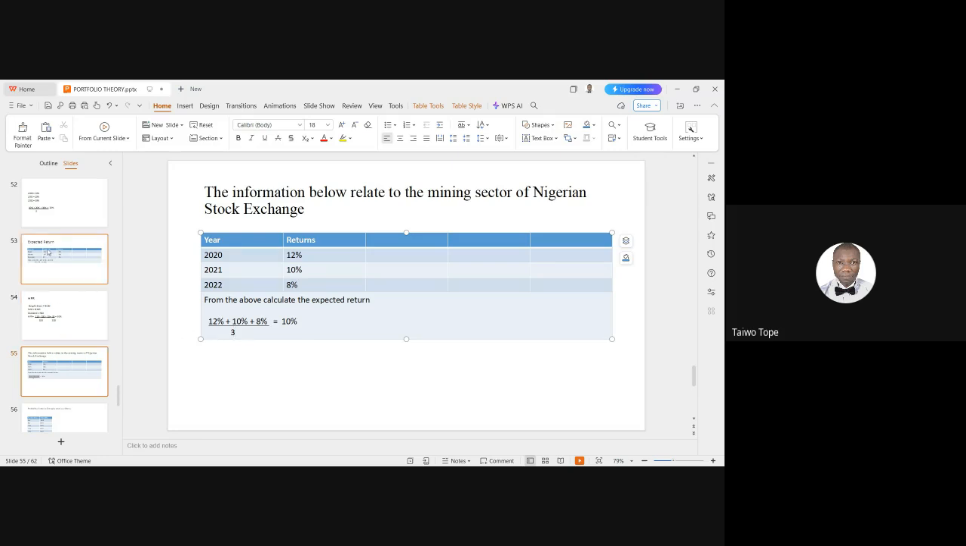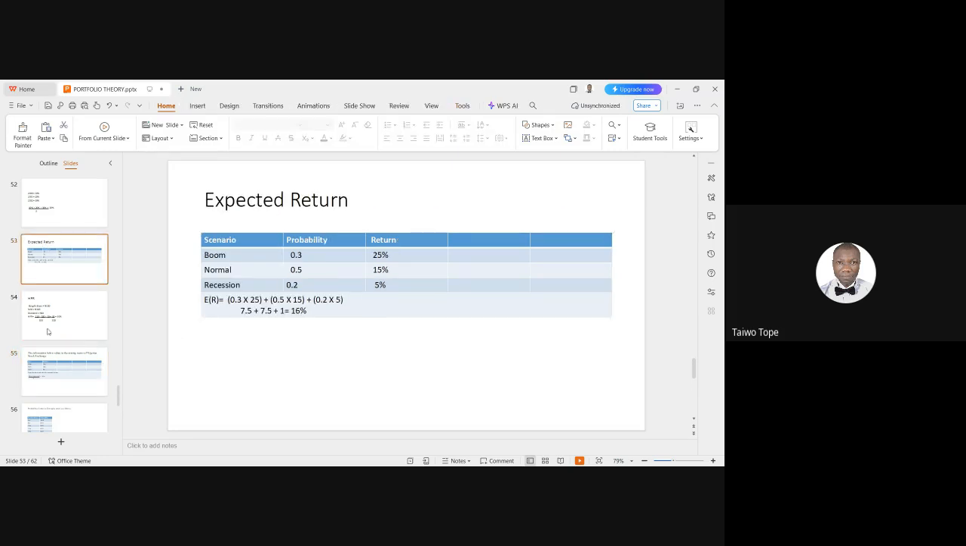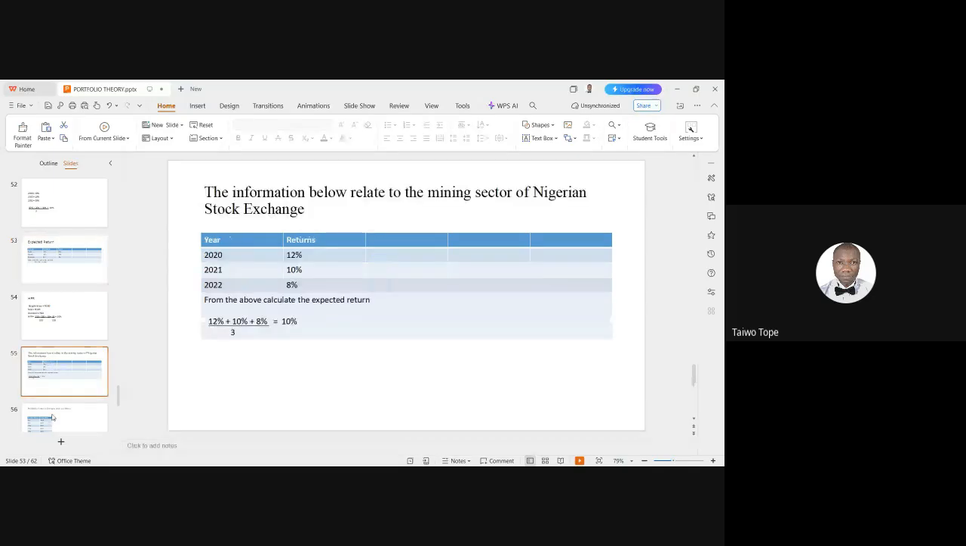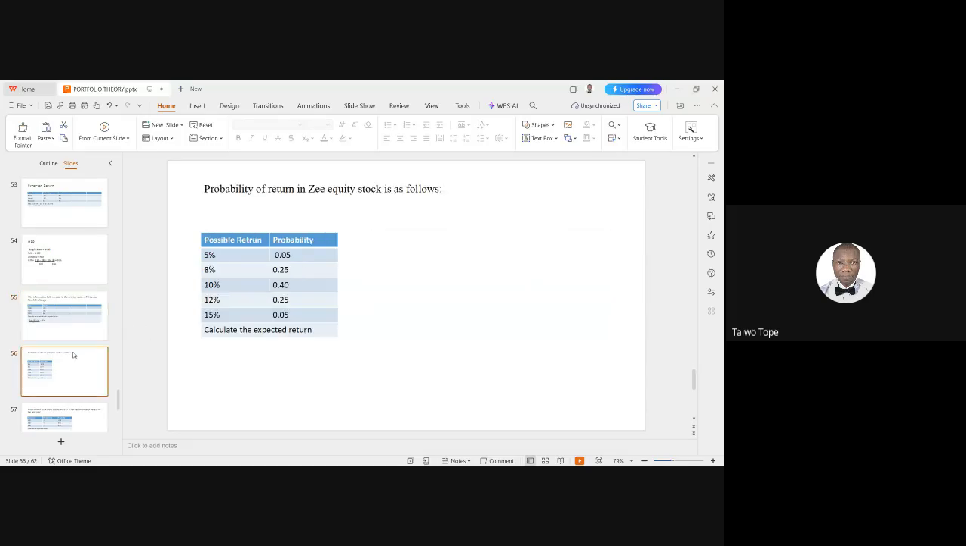This is one of the questions I asked us to write down in our notebook so that we'll save time. The other question is this: the probability of return in Z equity stock is as follows. Possible return, we have 5% with a probability of 0.05, 8% with a probability of 25%, 10% with a probability of 40%, 12% with a probability of 25%, 15%.